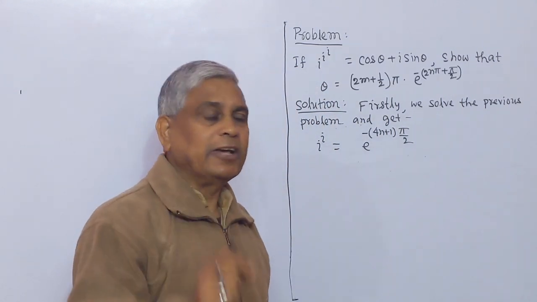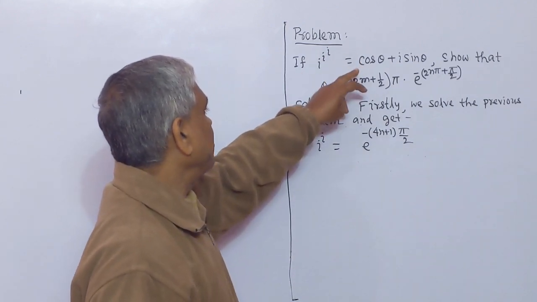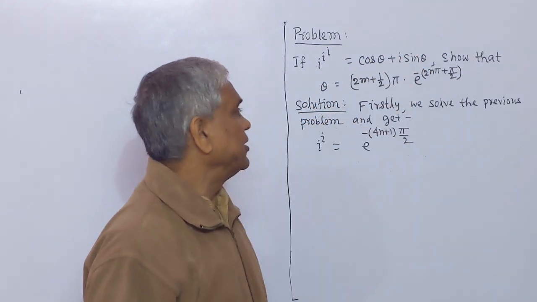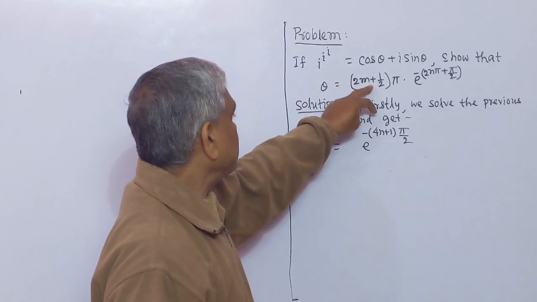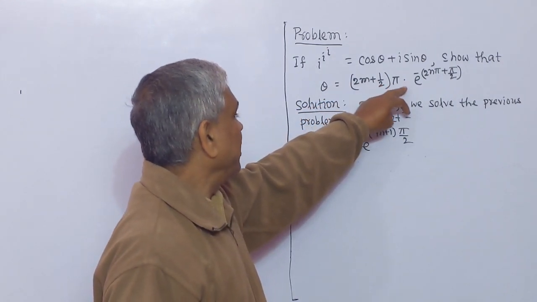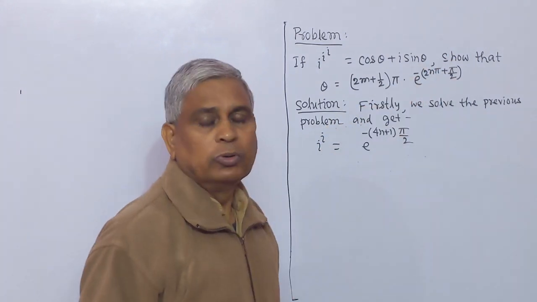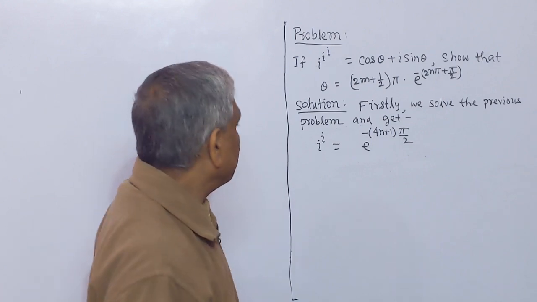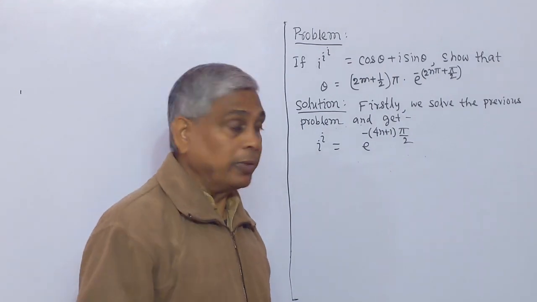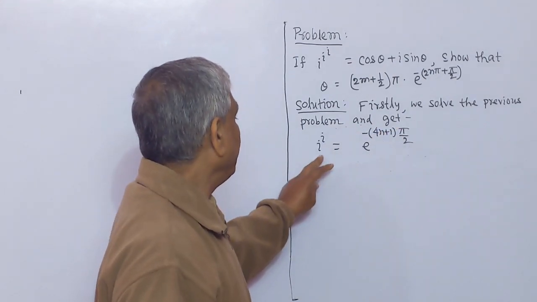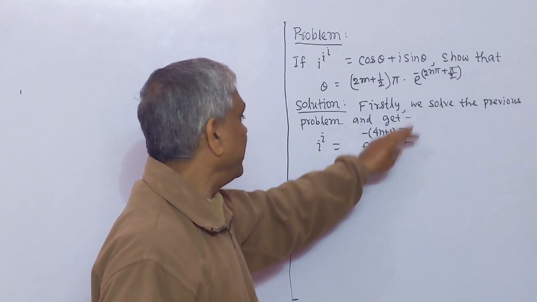Now we solve the next problem. Next problem is: if i to the power i whole to the power i equal to cos theta plus i sin theta, then show that theta equal to (2m plus half) pi multiply e to the power minus (2n pi plus pi by 2). Now we solve this. Firstly we solve the previous problem, that is the first problem, and get i to the power i equal to e to the power minus (4n plus 1) pi by 2.